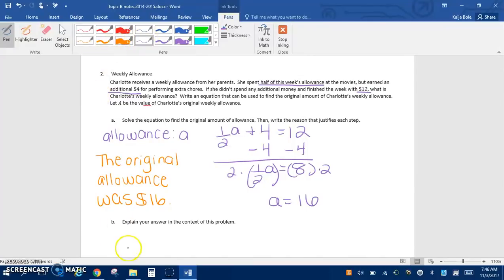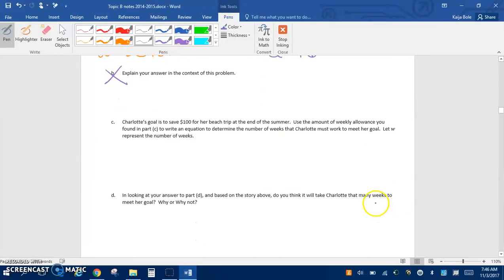Okay? We're going to skip part B here. Don't need to explain your answer. Part C says that Charlotte's goal is to save $100 for her beach trip at the end of the summer. Use the amount of weekly allowance you found in Part A to write an equation to determine the number of weeks that Charlotte must work. So we're going to label weeks as W. So we know that she earns $16 per week, so it's going to be 16W. She's trying to save $100. So now we have to divide by 16 on both sides.